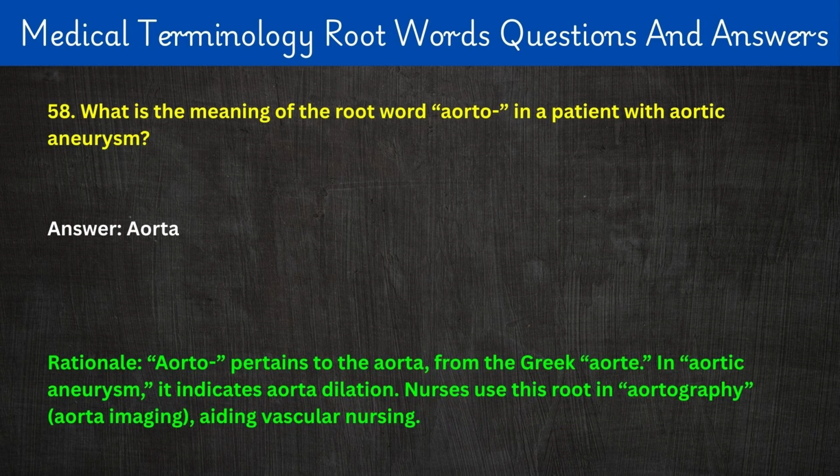58. What is the meaning of the root word aorto- in a patient with aortic aneurysm? Answer: aorta. Rationale: Aorto- pertains to the aorta, from the Greek aorte. In aortic aneurysm, it indicates aorta dilation. Nurses use this root in aortography, aorta imaging, aiding vascular nursing.